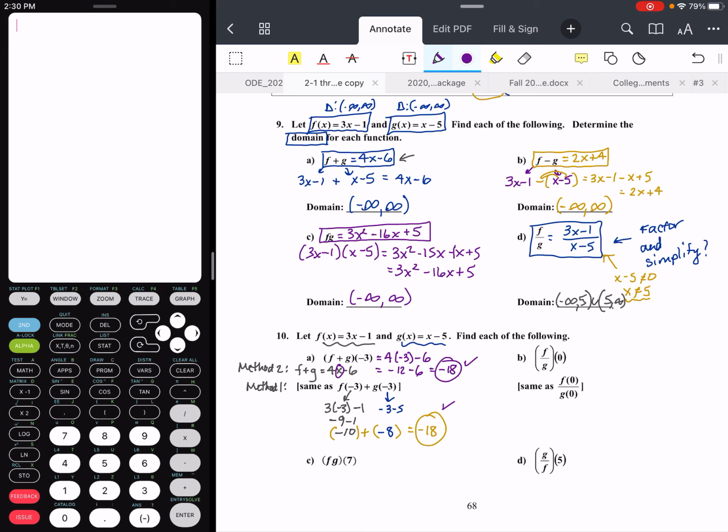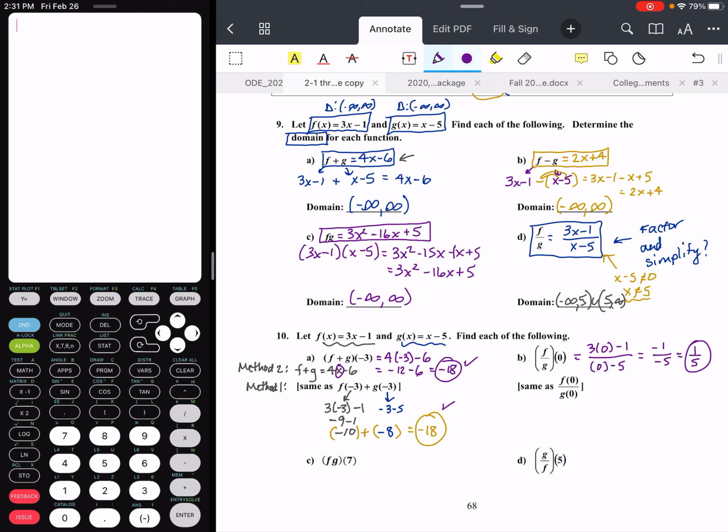Either method is fine. If you've already found your combination function, that might be more efficient to just plug x into that. But you can also evaluate each function separately and then perform whatever combination, in this case, adding the two results together. So for B, f divided by g of 0, that's the same as f of 0 divided by g of 0. So either way, we're going to get our f function 3 times 0 minus 1 over our g function 0 minus 5. We end up with negative 1 divided by negative 5 for a grand total of positive 1/5.